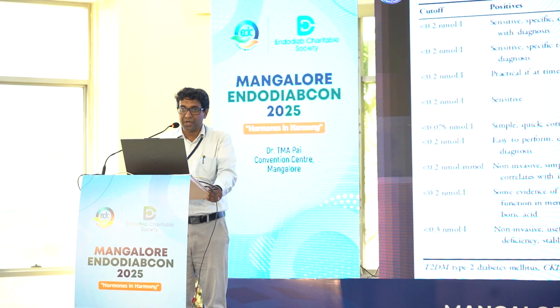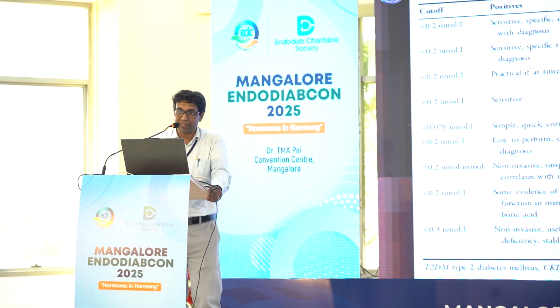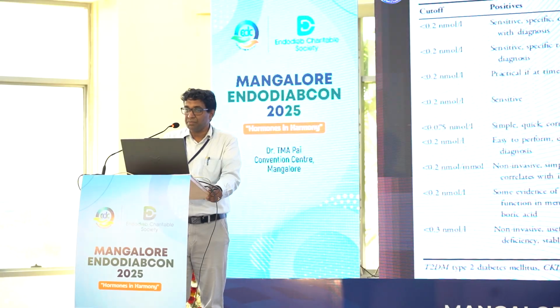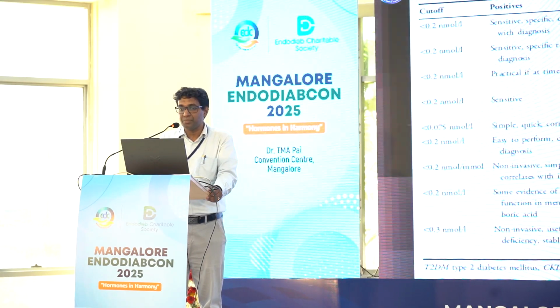So this is a brief snapshot of the different methods that I discussed. Majorly, the cutoffs you can see are less than 0.2 nanomoles per liter, which translates to around 0.6 nanograms per milliliter. In your routine setting, it is advisable to do a non-fasting C-peptide with glucose levels more than 140. If you're planning a research study, best is to go for a mixed meal. If time is a constraint, then the second line would be a glucagon stimulation test.